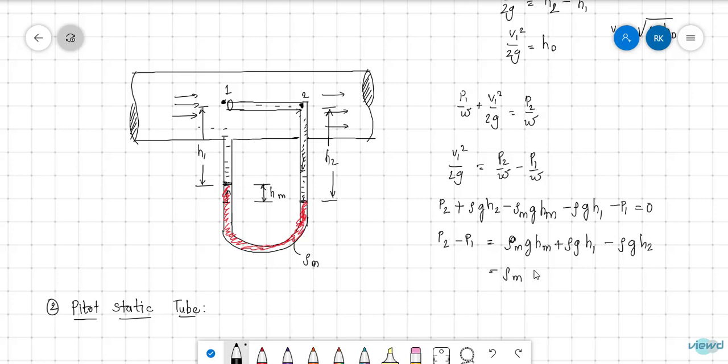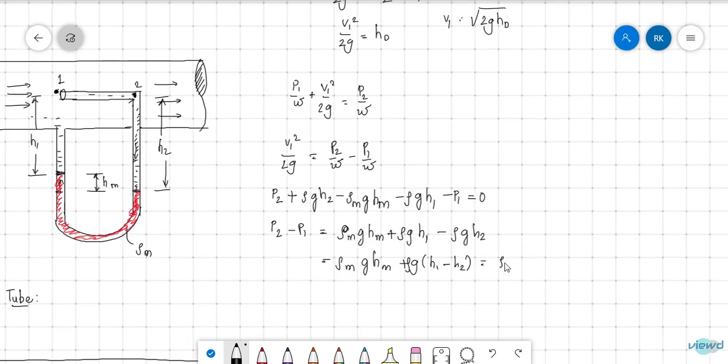So from this, rho m G Hm plus rho G into H1 minus H2. So H2 minus H1 is Hm. So H1 minus H2 is minus Hm. So we can write here P2 minus P1 is equal to rho m G Hm minus rho G Hm.